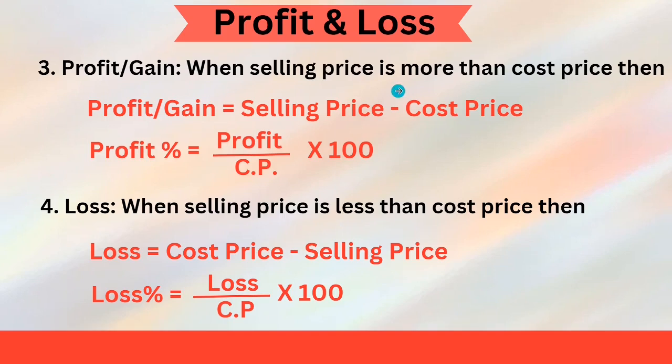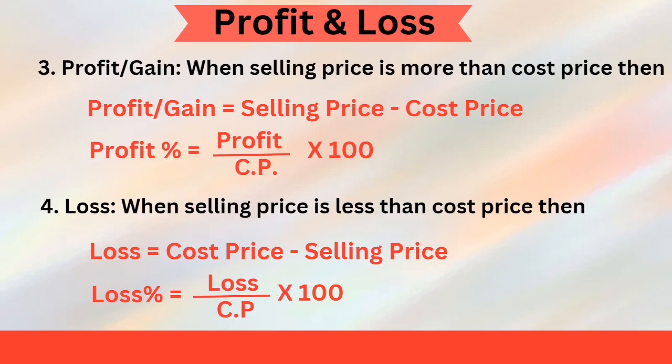When selling price is more than cost price, then profit or gain is equal to selling price minus cost price, and profit percent is equal to profit divided by cost price multiplied by 100. The fourth term is loss. When selling price is less than cost price, then loss equal to cost price minus selling price, and loss percent equal to loss divided by cost price multiplied by 100.